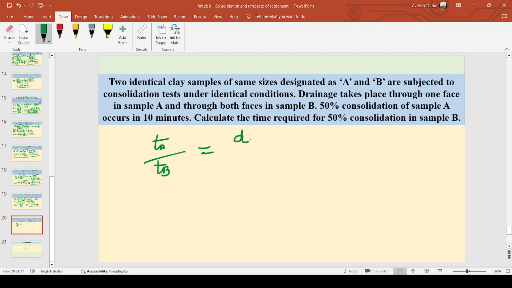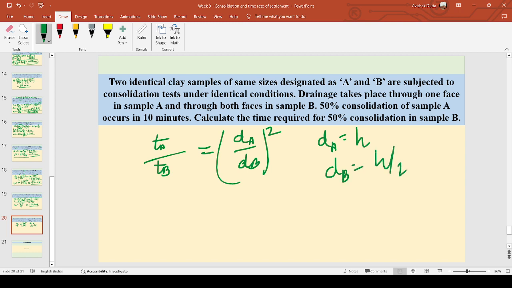So TA by TB will be equal to what? DA by DB whole square, isn't it? Now, if DA equals H, because drainage takes place on one face in sample A, so DB will be equal to how much? 0.5 H or H by 2. So H divided by H by 2 is 2, squared is 4. TA by TB equals 4, right? Hence, TB will be equal to TA by 4. What is the time taken in the case of sample A? 10 minutes. 10 by 4 is how much? 2.5 minutes.